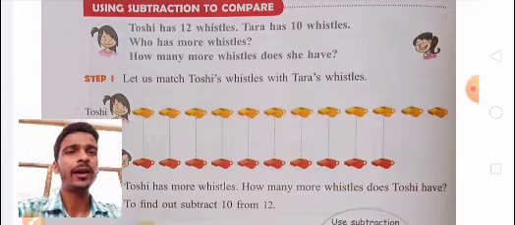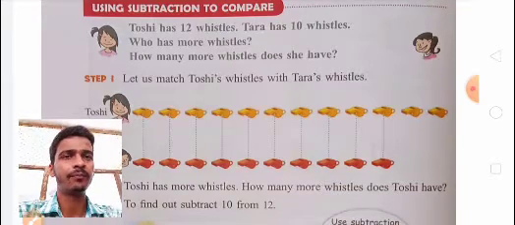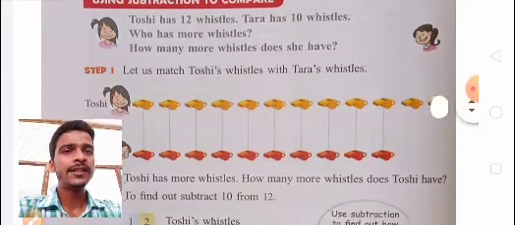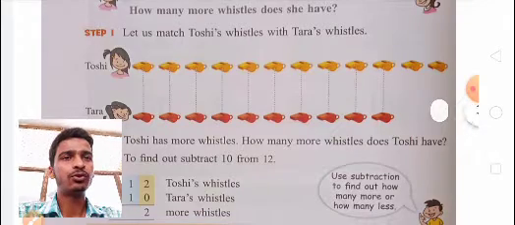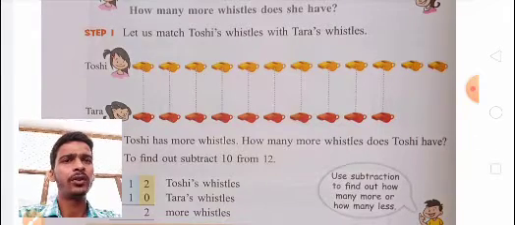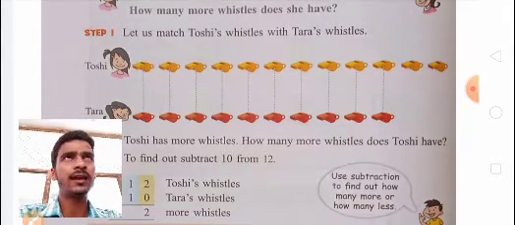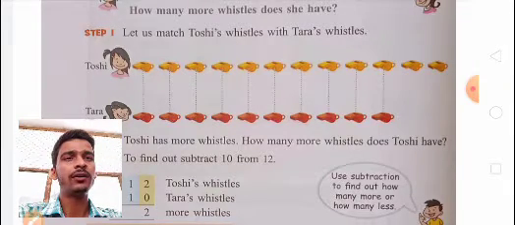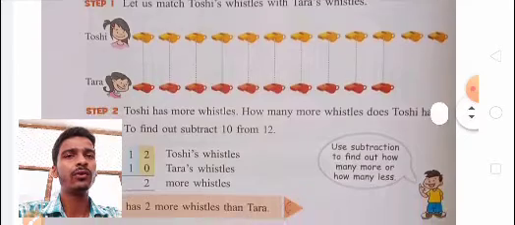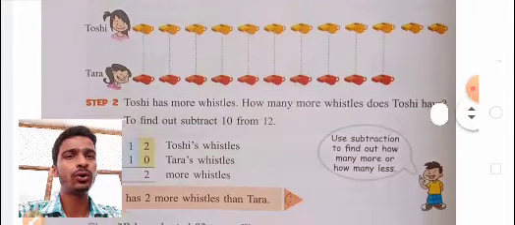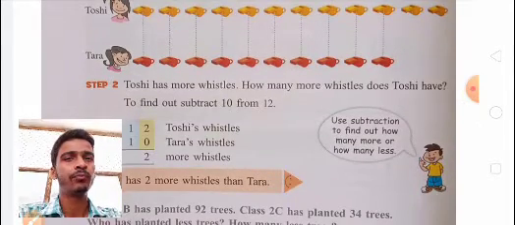And now you have to find how many more marbles he has. In step 1, we will match Toshi's marbles with Tara's marbles. Toshi has 12 marbles and Tara has 10 marbles. So when we compare, there will be 2 remaining with Toshi. So Toshi has more because 12 is greater than 10. And how many more does Toshi have?